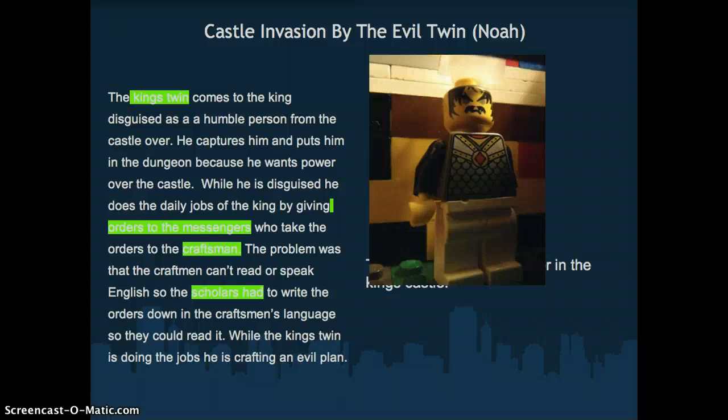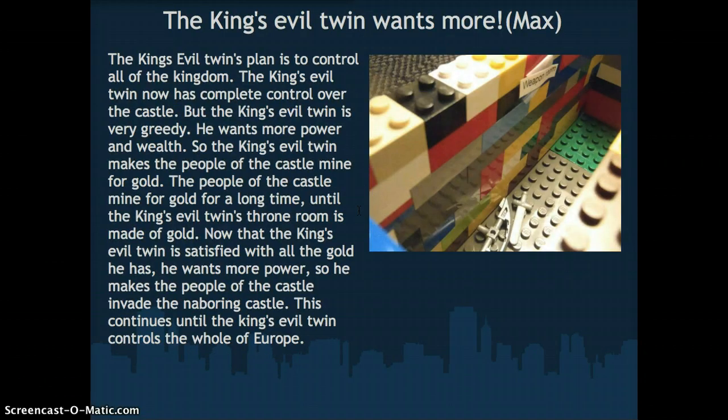While the king's twin was doing his jobs, he was crafting an evil plan. This is the king in our castle. The king's evil twin's plan is to control all of the kingdom. The king's evil twin now has complete control over the castle, but he is very greedy. He wants more power and wealth.